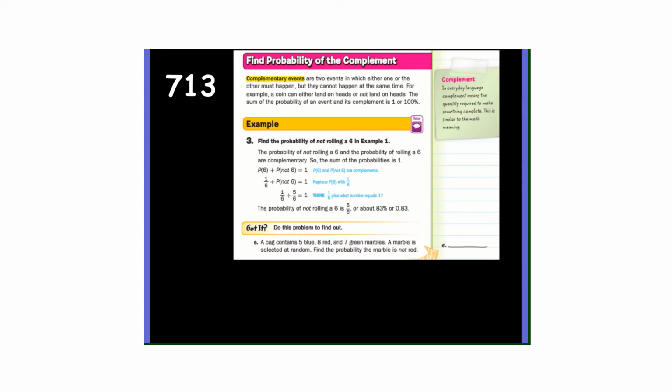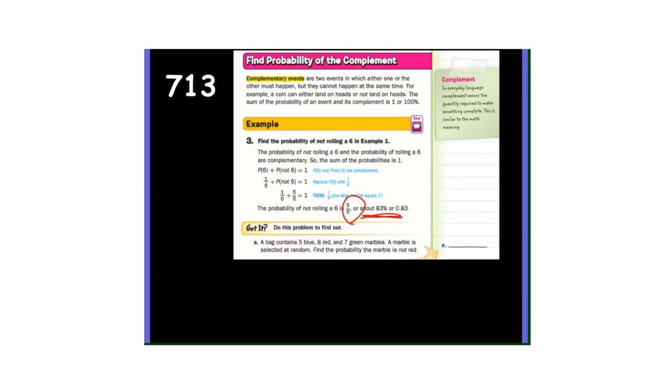Because what's the probability of rolling a heads? 1/2. What's the probability of not rolling the heads or tossing? 1/2. And 1/2 and 1/2 make 100%. So look at number 3. Find the probability of not rolling a 6 in example 1. So we had a 6-sided number cube. So the probability of not rolling a 6 is 5. There's 5 of them that are not 6s. The 1, the 2, the 3, the 4, and the 5. So the probability of not rolling the 6 is 5 out of 6.